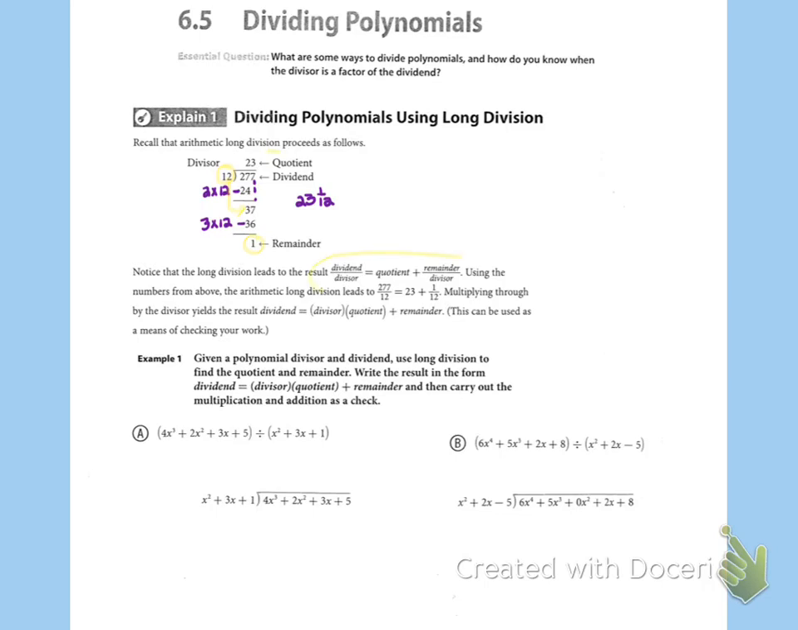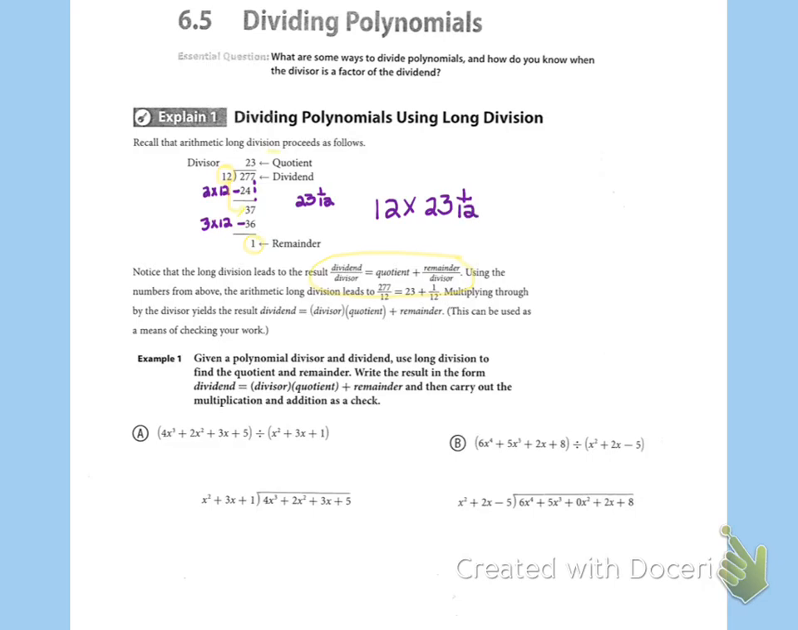This was the form that we were writing it in. When we divided the dividend by the divisor, we would write it as the quotient plus the remainder over the divisor. And of course, if we wanted to check our answer, we could take the 12 and multiply it by the 23 and 1/12, and we would see that we would get back to this 277.